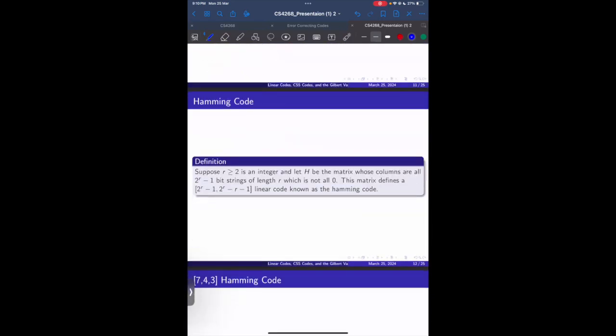So this is its definition. Suppose r greater than 2 is an integer and H is the matrix except for the zero vector is all the other bit strings of length r, right? So it defines a linear code. And the nice property about this Hamming code is that the relation between the syndrome and how to decode it is very explicit. The syndrome tells you exactly which bit got flipped.